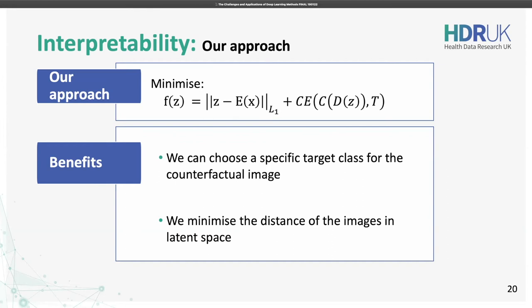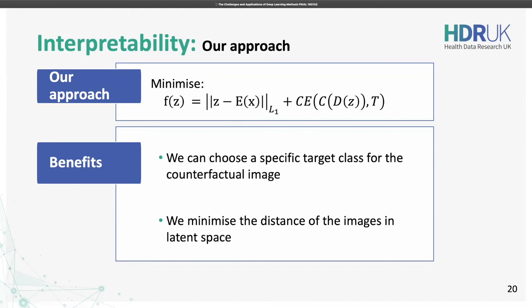So in our approach, on the other hand, we can choose, for example, a target of no lesion. So we are sure that the lesion will be removed from the left, but the other classes will not be influenced in undesirable ways.